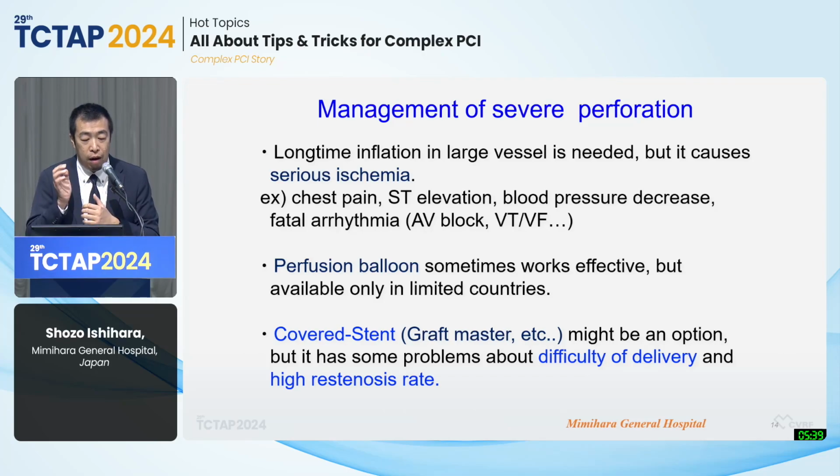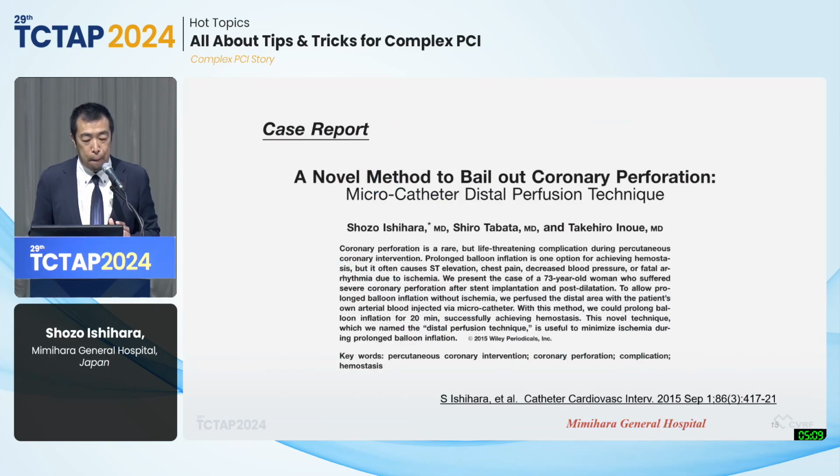In other Asian countries, we should use normal balloon tamponade. Long-time balloon inflation in a large vessel is needed, but it sometimes causes serious ischemia. It causes chest pain, ST elevation, decreased blood pressure, and arrhythmia. A covered stent might be an option, but it is sometimes difficult to deliver, or it has a high risk of stenosis. It's a serious problem, so I reported this method.